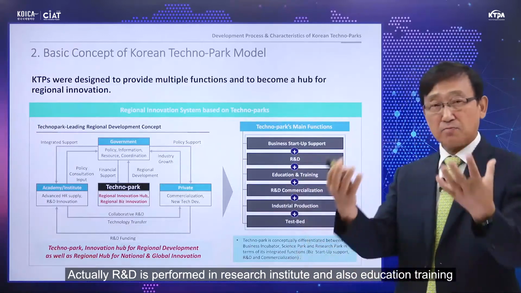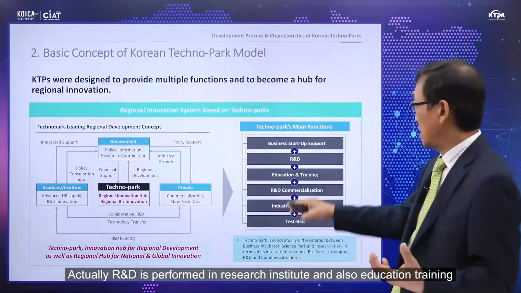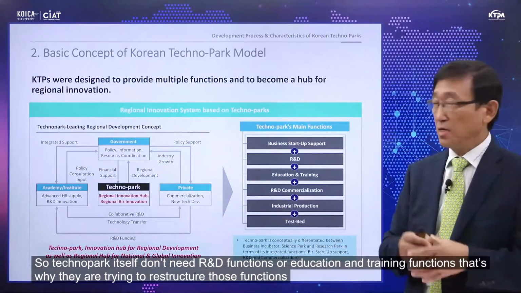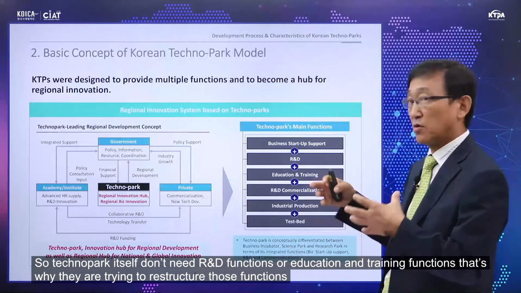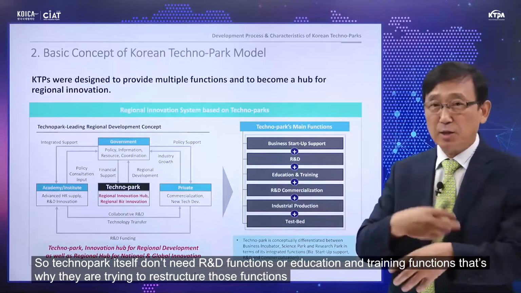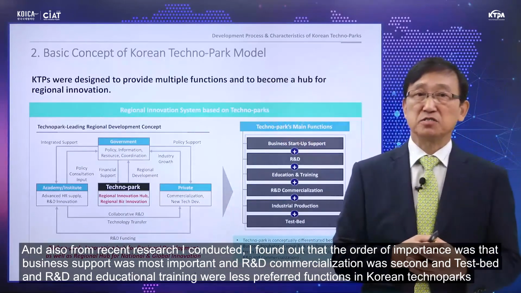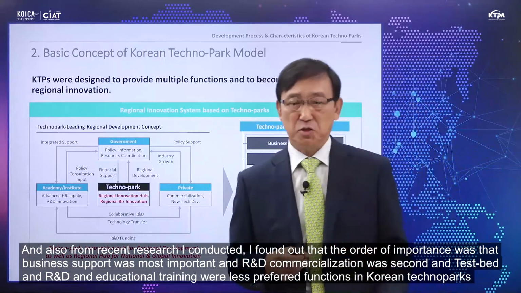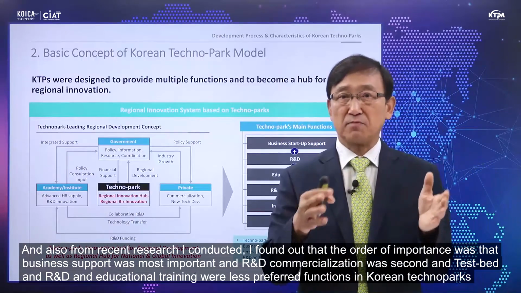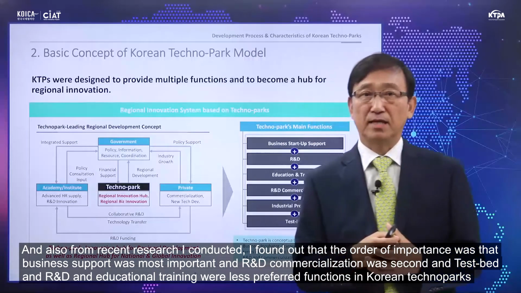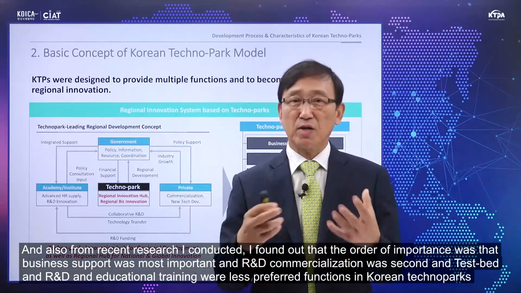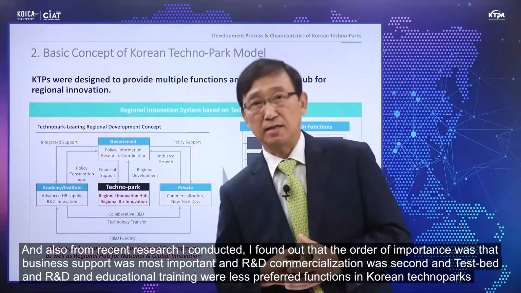Actually, R&D is performed in research institutes, and also education and training. Universities have more specialty in this function. So the Technopark itself doesn't have to have its own R&D function or education and training function. That's why they try to restructure those functions. And in recent research conducted by myself, I found the order of importance: business support is the most important, then R&D commercialization second, and test bed, while R&D and education and training are less preferred functions in Korean Technoparks.